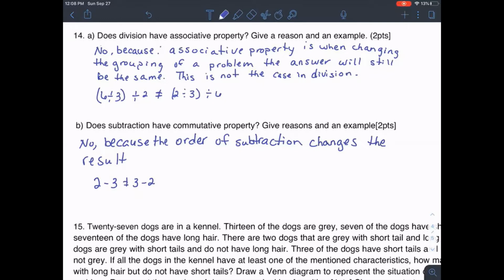So does subtraction have the commutative property? Give reasons and an example. It says no, because changing the order of subtraction changes the result. Say you have 2 minus 3, which is equal to -1. That does not equal 3 minus 2, which equals 1. So it changes the value of the answer.